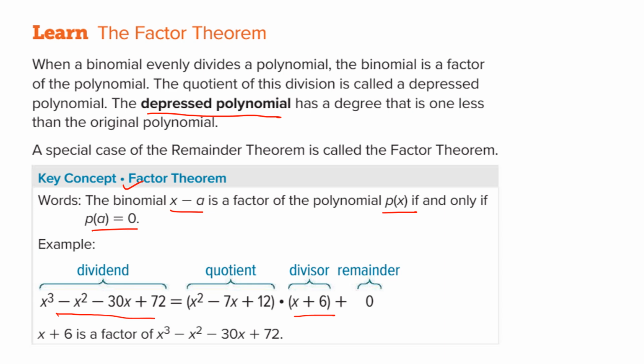Usually the depressed polynomial has 1 degree less than the original polynomial, the dividend. And then you will do the factorization. Usually you will use sum and product, and you will get the two factors and give your answer. So generally you use the factor theorem to find the factors of the polynomial. Now let's go to learning objective 17 and see what kind of questions can come for your exam.